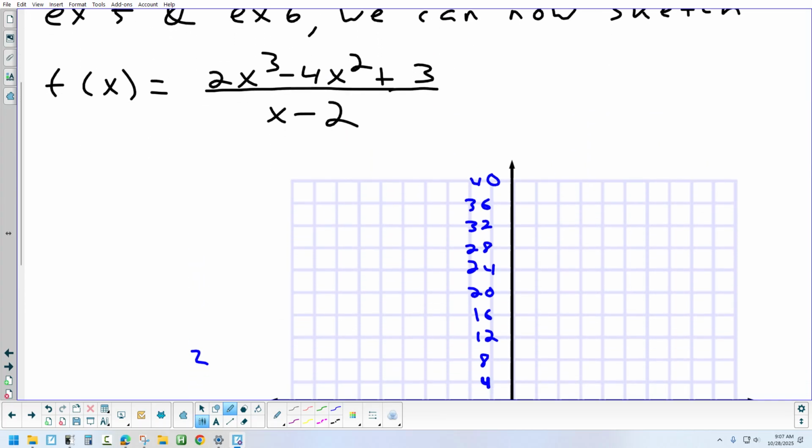All right. So first thing we want to do, let's investigate the vertical asymptote, and then we'll do the EBA, and we'll try to sketch both of them. Okay. What would be my vertical asymptote in this one?